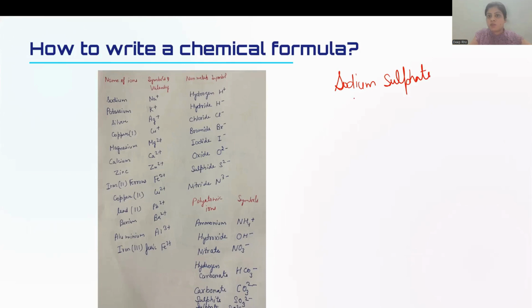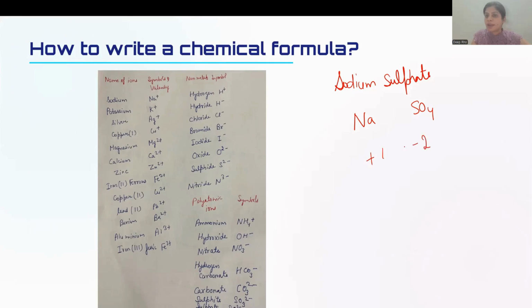So for this, you have to learn what the charges are. As you know from this table, sodium has a +1 charge, and what is the charge on sulfate? SO4 is 2 negative. So first of all, we'll write the metal and its formula, then the other part, the non-metallic part. After that, we are going to write their valency, like +1 and -2.